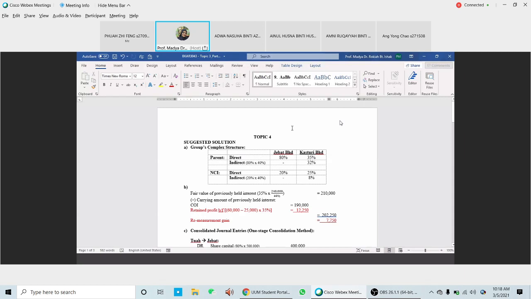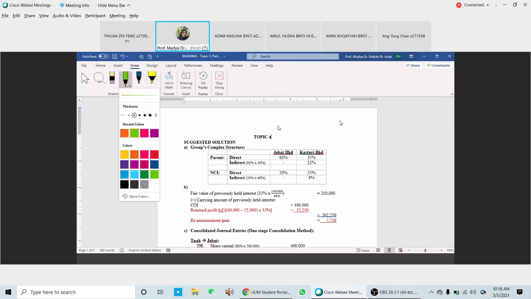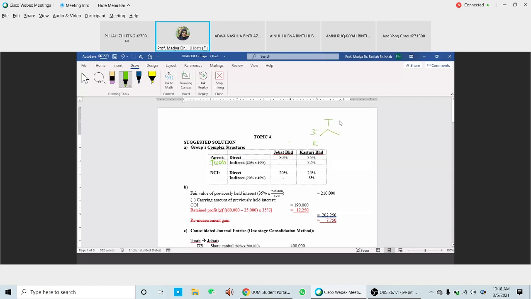Okay, so the first thing you need to find is the complex group structure, like the one that we drew previously. For a complex group structure, we're going to have here the parent, which is Tuah. Tuah has in Kasturi 35%, and then 80% in Jebat. So you have here in Jebat 80%, in Kasturi 35%. This one is in the year 2012. Once Tuah has in Jebat 80%, it means that the NCI here will be 20%.